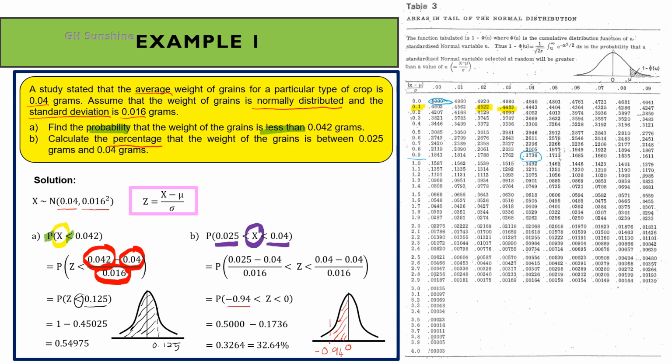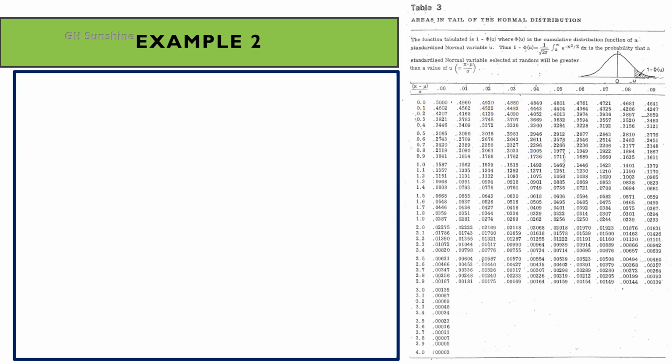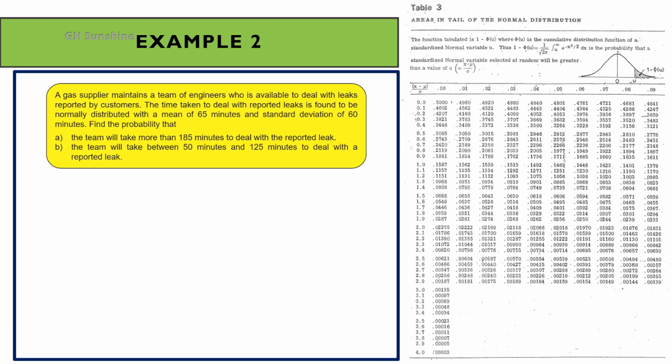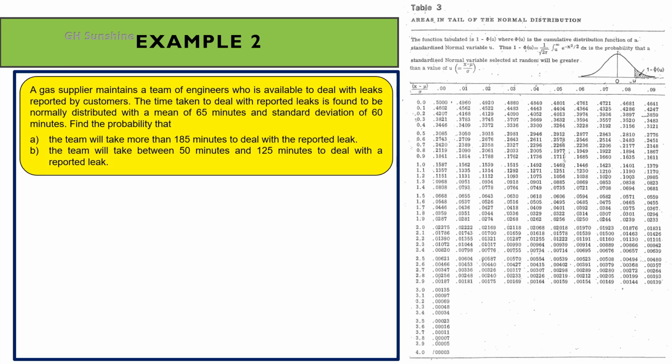32.64%. Proceed to the second example. A gas supplier maintains a team of engineers who are available to deal with leaks reported by customers. The time taken to deal with reported leaks is found to be normally distributed with a mean of 65 minutes and a standard deviation of 60 minutes.